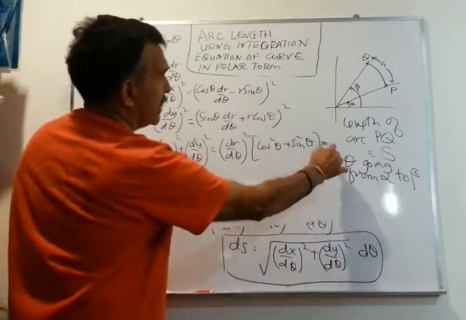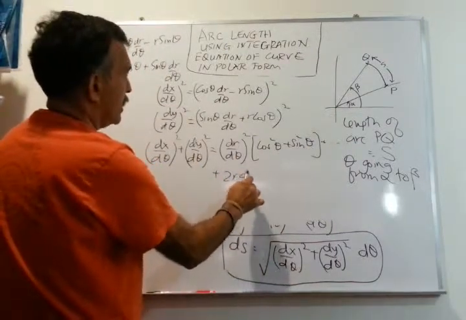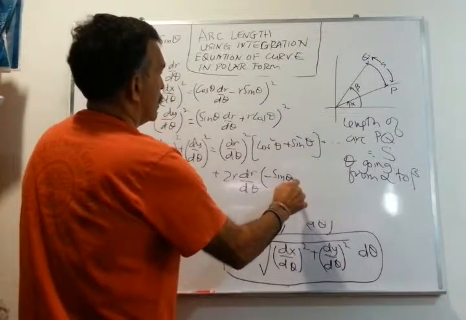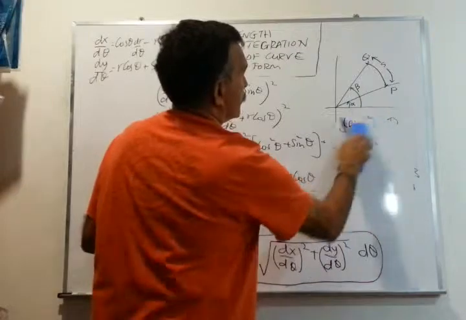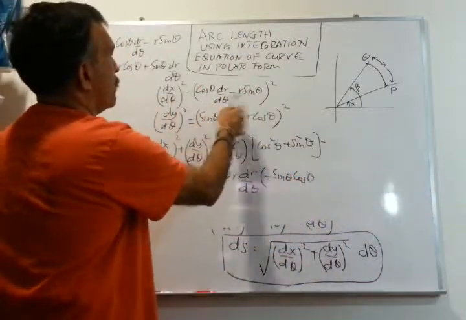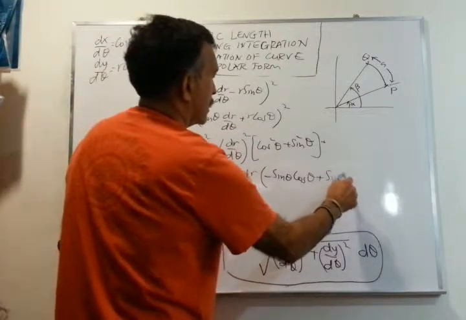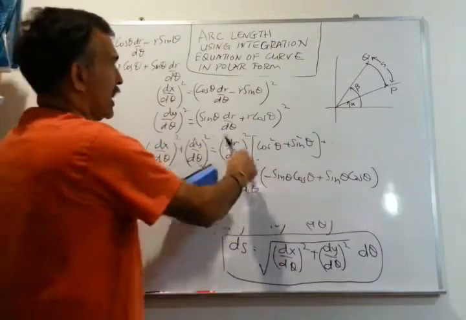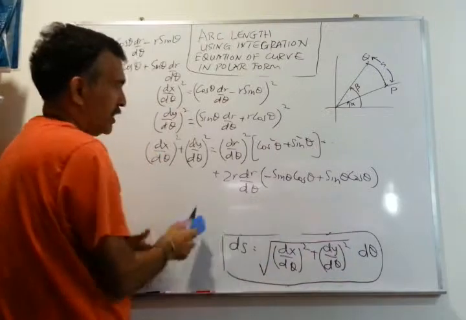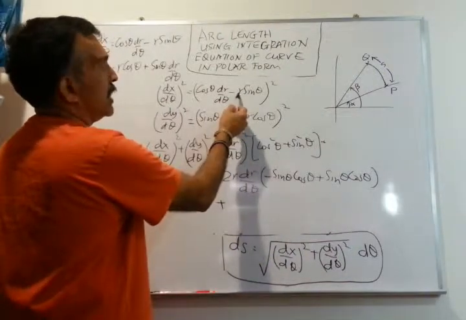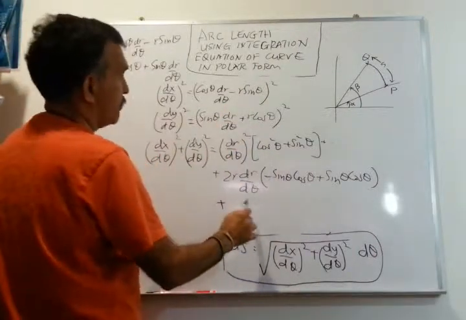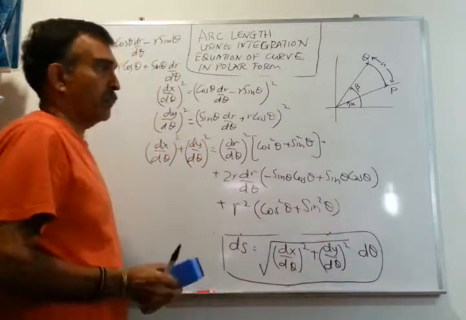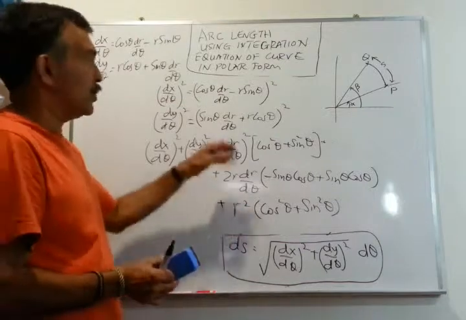What I can do is write 2r dr d theta, and in brackets I'll have minus sine theta cos theta, and I have a plus cos theta sine theta. If you can't see this, go ahead and expand this on your own. Expand it out, and you'll get this is your first term, this is your second term. You have one more here though. This is going to be negative r, and when I square it I get r squared. So I can write r squared times sine squared theta plus cos squared theta. No magic here. I'm pretty good at expanding, so you can do this on your own.